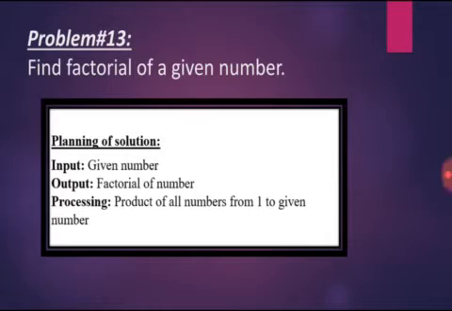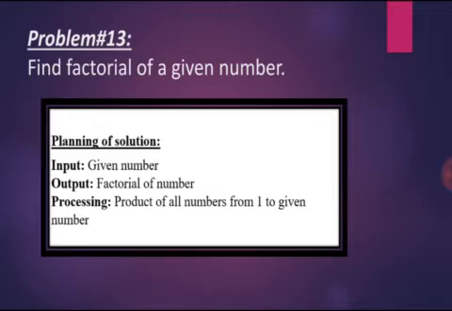To write the algorithm of a specific problem, first of all we need to understand what the input is, what the output is, and what kind of procedure we are going to perform to solve this specific problem. So in this problem we have to find the factorial of a given number. It means that the user will input a specific number and we have to find its factorial.